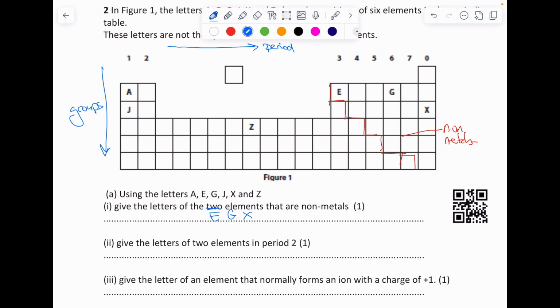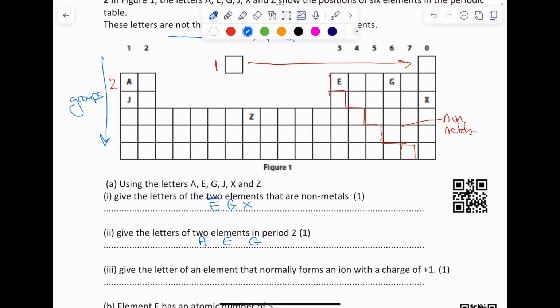Give the letters of two elements in period 2. So now, don't fall into a trap again here. This is the first period, it goes across, and then the second period starts over here with the letter A. So you could have had either A or E, or you could have had G with one of the other two as well.